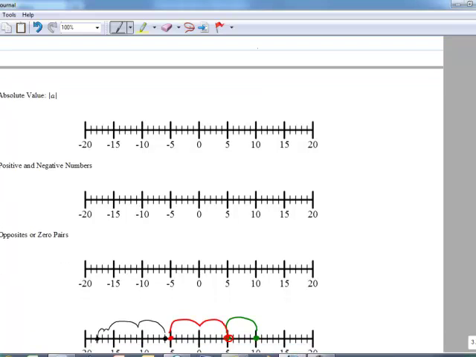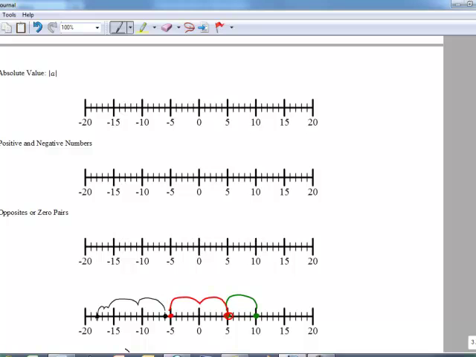Okay, so looking at absolute value again, the symbol of absolute value is the straight up and down lines. So let's find the absolute value of negative 10. Well, we can find negative 10 on the number line. It's right here. But the absolute value is the distance to 0. So the distance here is positive 10 units. That is, the absolute value of negative 10 equals 10.